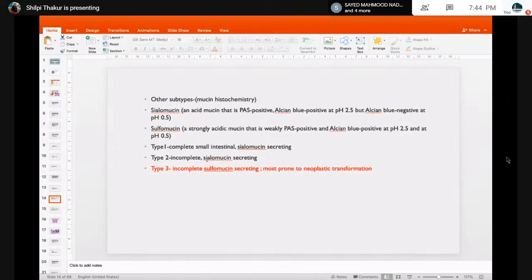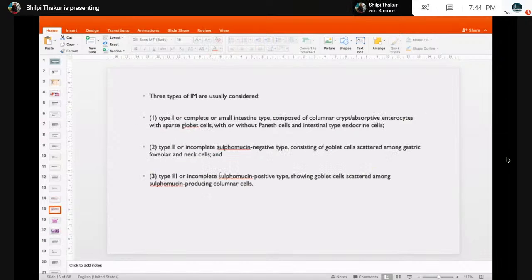And based on the mucin, these are the three categories, type 1, 2 and 3. So this is just a repetition of what I have said. So type 1, again, complete or small intestinal type, composed of columnar crypts, absorptive enterocytes, sparse goblet cells, with or without Paneth cells, and intestinal type of endocrine cells.